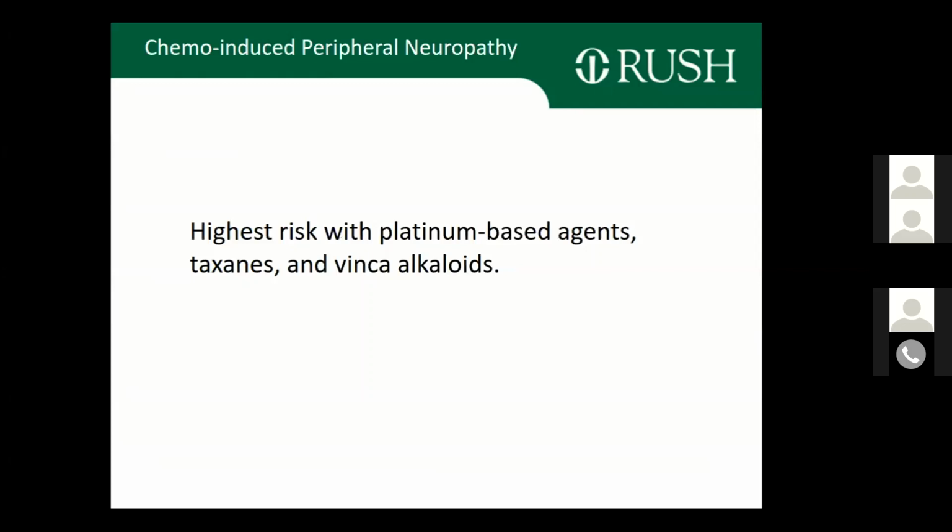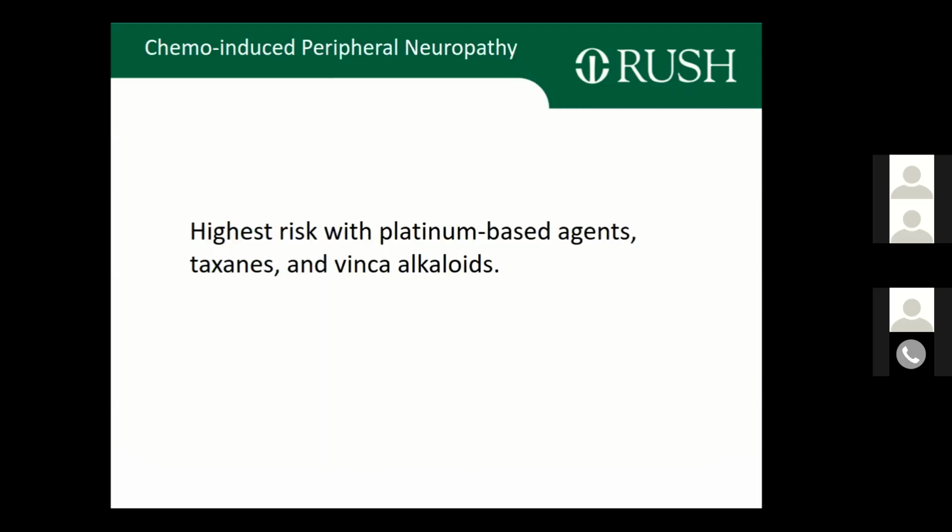The highest risk is in patients treated with platinum-based agents, taxanes, and vinca alkaloids. Those are the three different chemo agents. It's difficult because these are the three that are pretty commonly used. And because these agents are used pretty heavily in treating patients with breast cancer and colon cancer, those cancer survivors are affected.